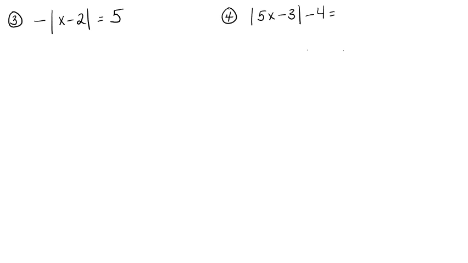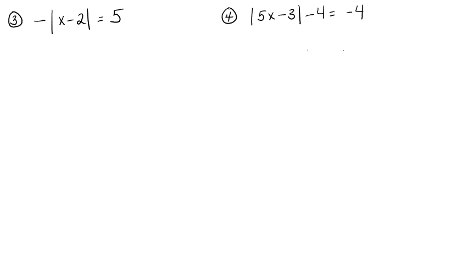All right, so let's do a couple more examples. So we're going to do example 3, which is negative absolute value of x minus 2 equals 5. And then example 4 will be the absolute value of 5x minus 3 minus 4 equals negative 4. Okay, so let's do these 2 examples.